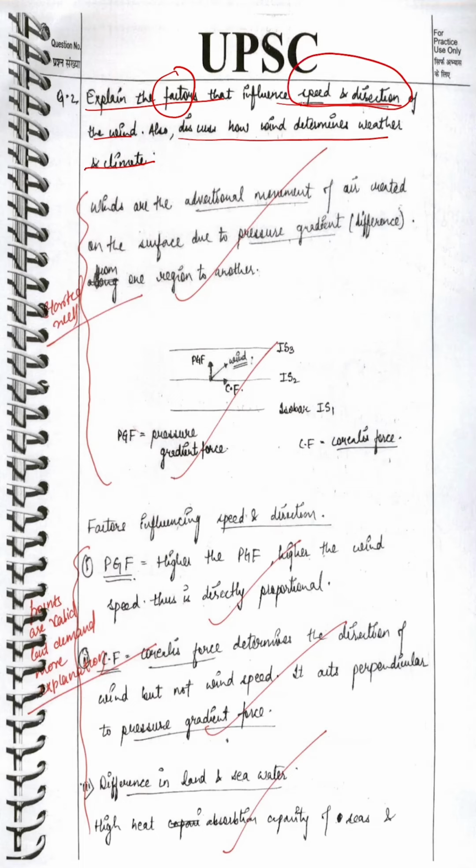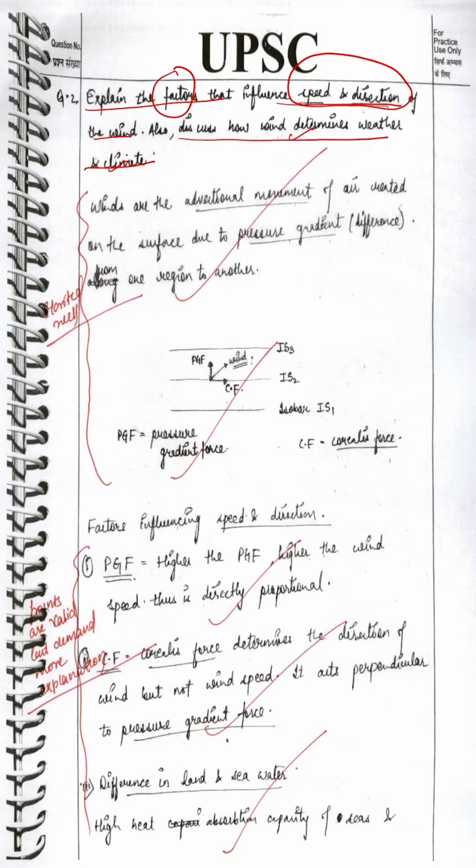There are certain factors which influence the direction and the speed of the winds. Also discuss how wind determines weather and climate. For example, wherever cold winds are flowing, the region experiences desert conditions, but where the winds have high moisture content, the rainfall is quite high and lush green vegetation is present. This can be seen in different regions of the world.